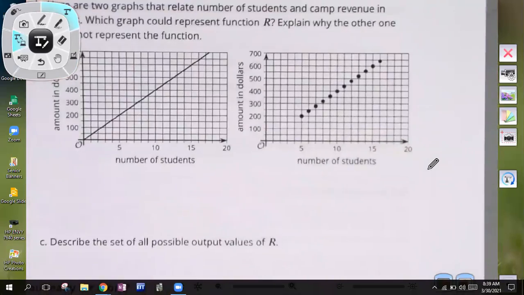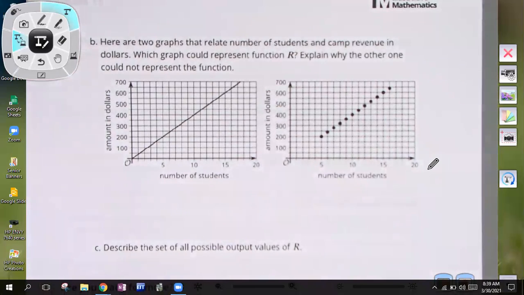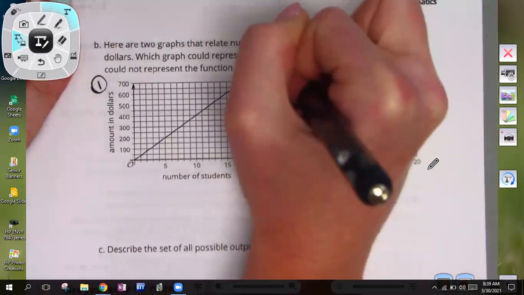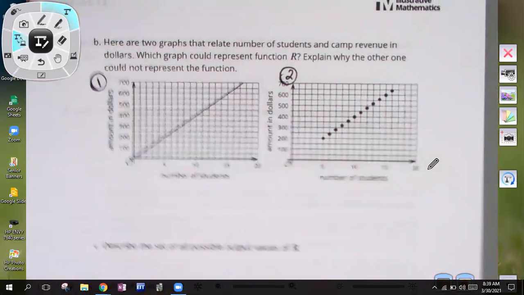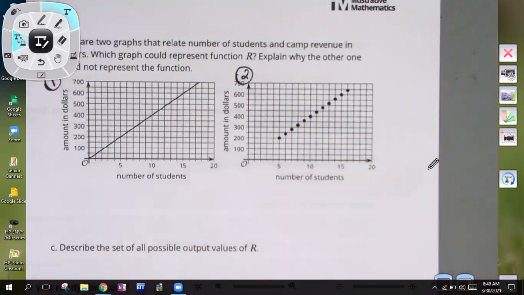All right, 2 more questions and then we'll take a break. It says here are 2 graphs that relate the number of students and camp revenue in dollars. Which graph could represent the tennis camp function we've looked at? Explain why the other one could not represent the function. So we've got graph 1 and graph 2 here. I'm gonna give you about 30 seconds. I want you to circle or put a check mark beside the correct graph. Don't say it out loud. We'll talk about it in just a second. Go.